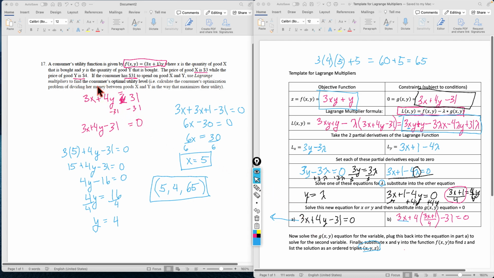Use the Lagrange multipliers to find the consumer's optimal utility level. So I guess their utility level will be 65, right? Because that's what this is giving. But they really just wanted what was X and Y, and we got that. Okay, so that was 17.